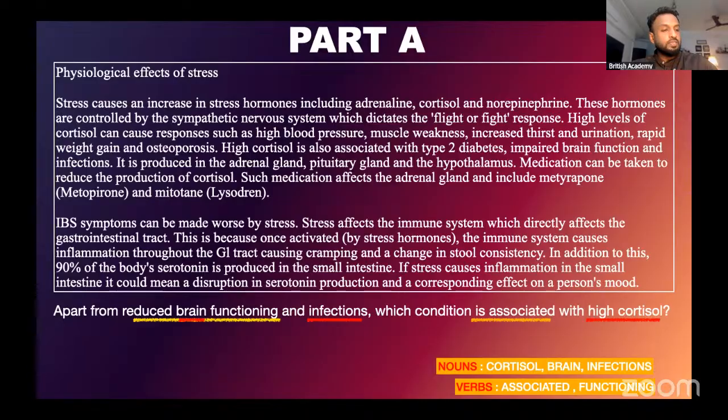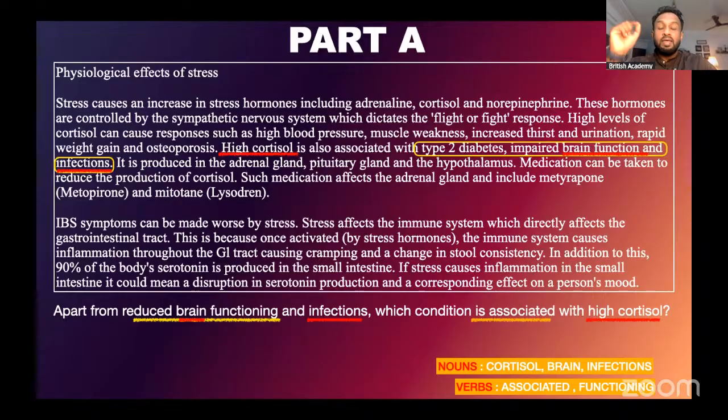Good. Yes, that's correct. Now, what can we see? What are my keywords? My keywords are brain, infections, functioning, and associated. I can see brain function over here, and infection. Both things are over here. I can see high cortisol over here, which is matching my keywords. It clearly says high cortisol is also associated with type 2 diabetes, impaired brain function, and infections.